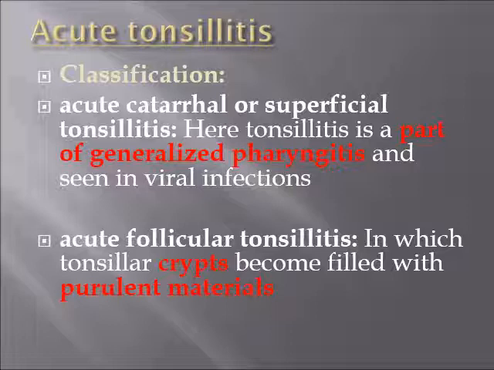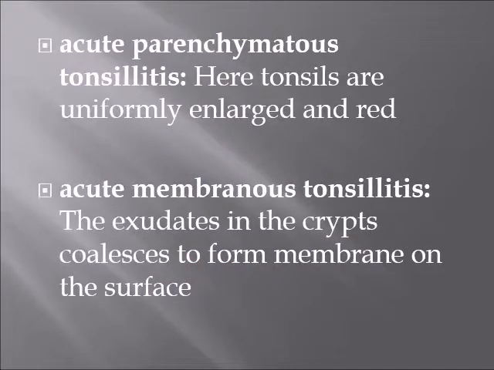Also, another type, which is the commonest type, is acute follicular tonsillitis, in which the tonsil crypts become filled with purulent materials. You can detect on examination white dots affecting mainly the medial surface of the tonsil, and hence the name, acute follicular tonsillitis. Another type is acute parenchymatous tonsillitis, and here the tonsils are uniformly enlarged and red.